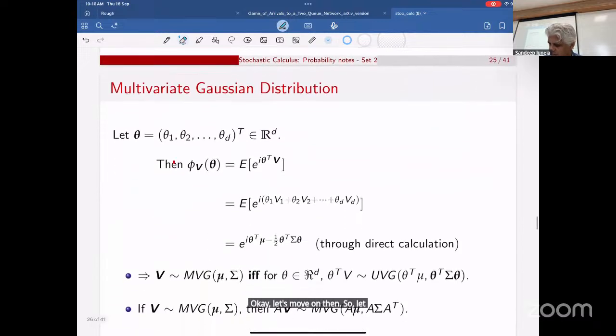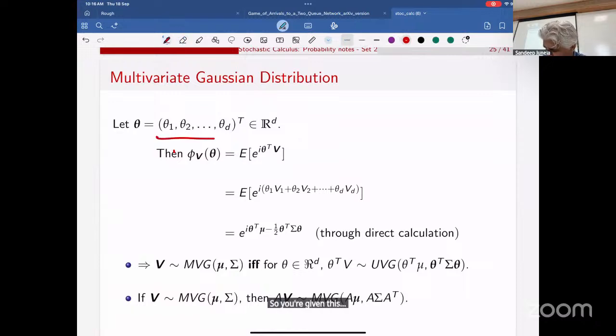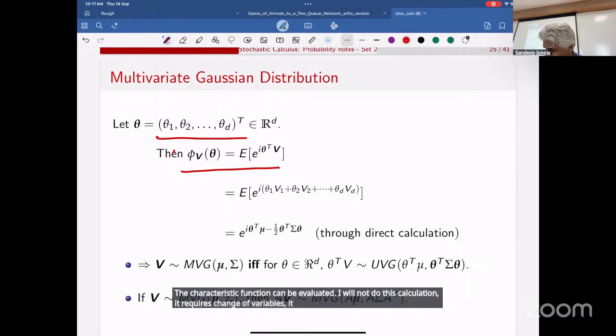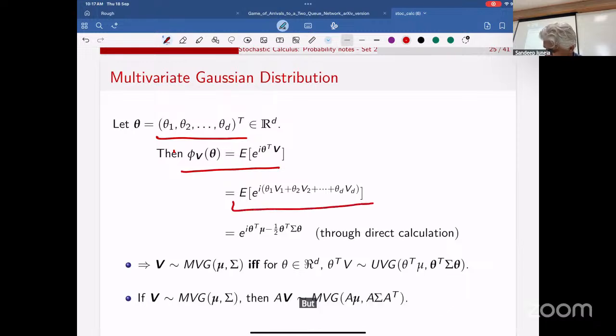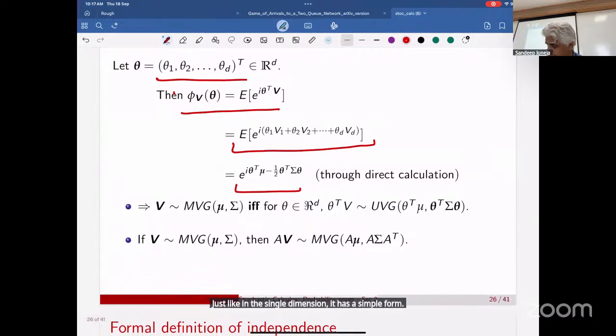So let's talk about the multivariate Gaussian distribution again. You're given this vector theta 1 to theta d. The characteristic function can be evaluated. I will not do this calculation. It requires a change of variables, but it's not that hard to do. The closed form solution turns out to be, just like in the single dimension, a simple form. As you can see, i here is the complex value. So, some big results, and let's talk about them for a moment.